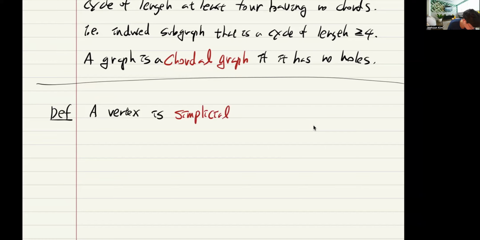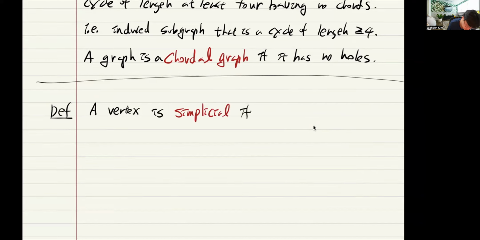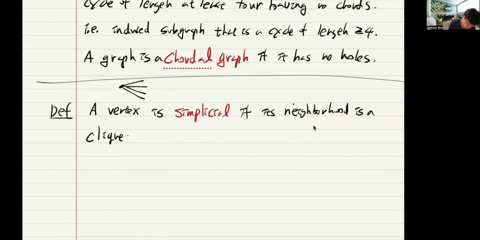A vertex is called simplicial if its neighborhood induces a clique. A vertex is there, and if you take its neighborhood, and in this neighborhood everybody is adjacent, then you say that this vertex is a simplicial vertex.